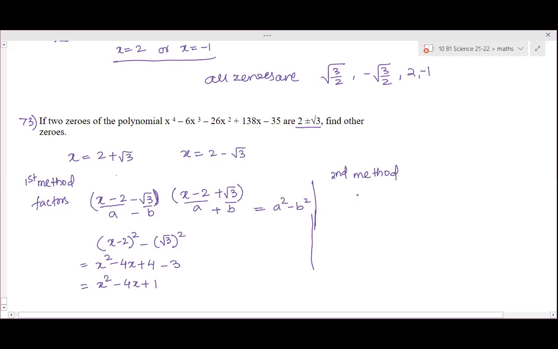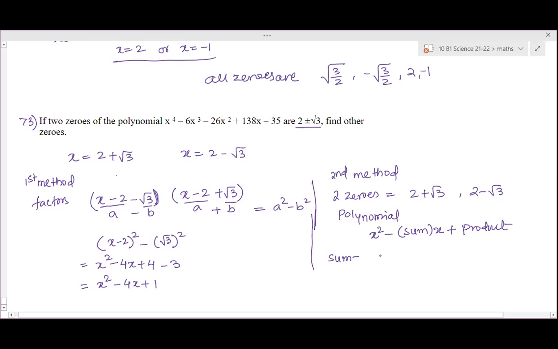The way you have found the polynomial, if these two are the zeros, two zeros are 2 plus root 3 and 2 minus root 3. How to form the polynomial? x square minus sum of zeros into x plus product of zeros, right? Yes, ma'am. What is the sum?